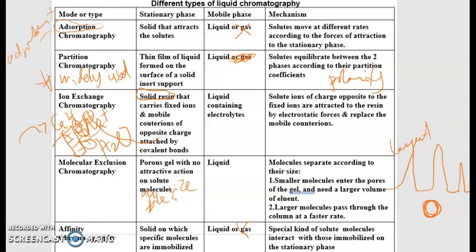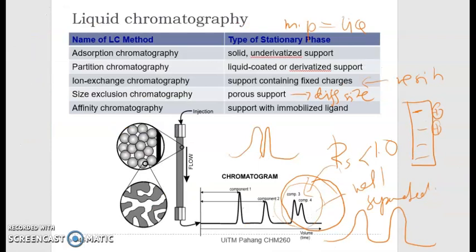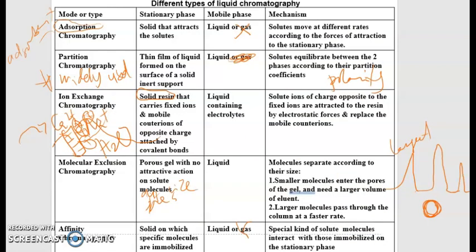Okay, and lastly, affinity chromatography. The stationary phase is solid on which specific molecules are immobilized. And your mobile phase is liquid. So special kinds of solute molecules will interact with those immobilized on the stationary phase. So when you have your what we call that analytes here, okay, solute molecules tadi, so dia ada affinity towards the immobilized stationary phase, so dia akan lekat dekat situ, belakang retention. Then your liquid mobile phase akan tarik, baru dia akan keluar.